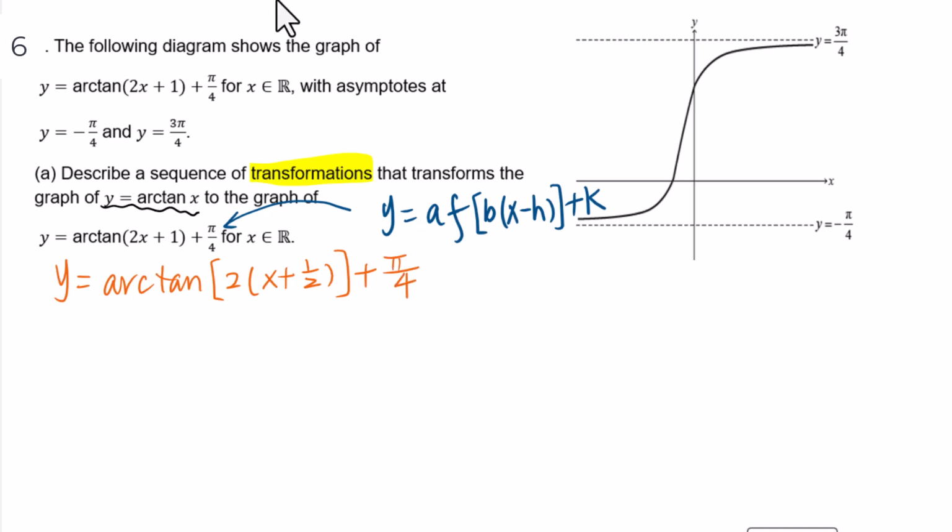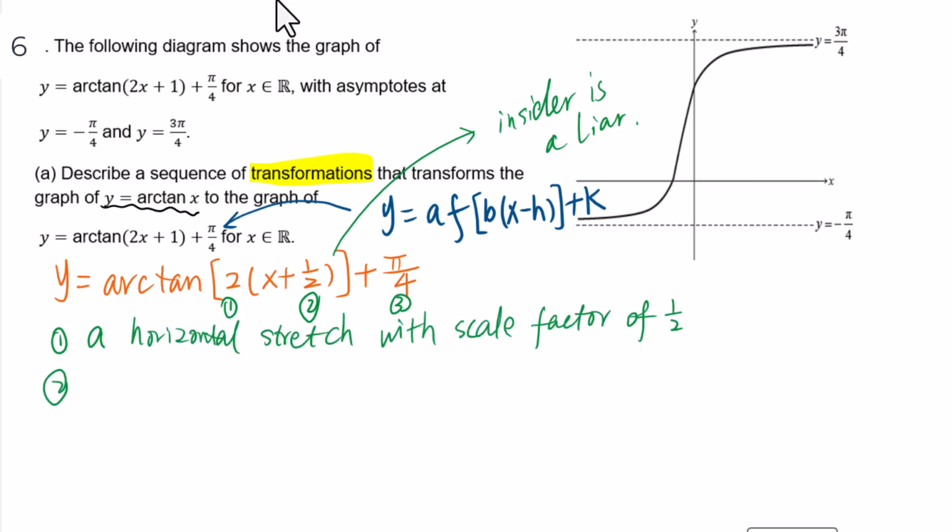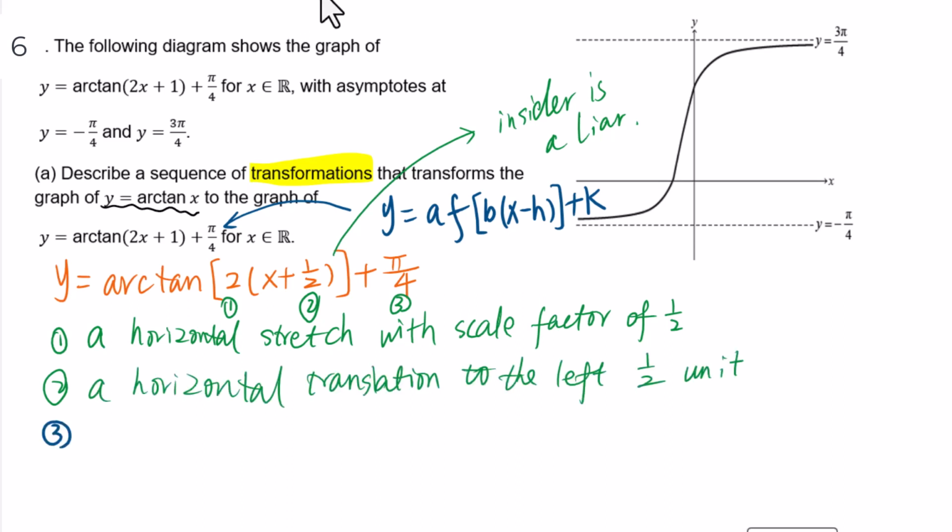When we do the transformation, we need to go from left to right. First step, second step, third step. First step, remember, inside is a liar. Horizontal stretch with a scale factor of 1 half. Second, a horizontal translation to the left, 1 half unit. Third step, a vertical translation up pi over 4 unit.